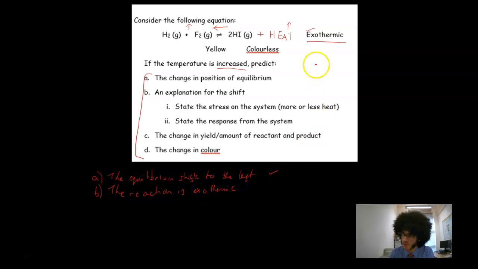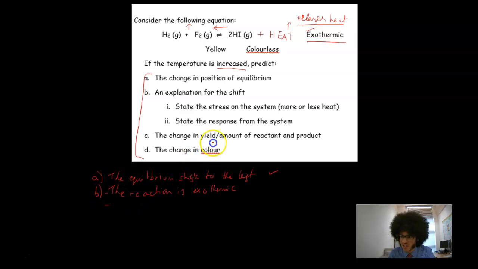You may have noticed I've written the reaction as exothermic here already. To be honest, in most reactions, they may not even give you that information. Instead of saying exothermic, they might say the reaction releases heat. And then from the fact that the reaction releases heat energy, you should be able to deduce that the reaction is exothermic. So sometimes you have to work that step out, so just be aware. So the reaction is exothermic.